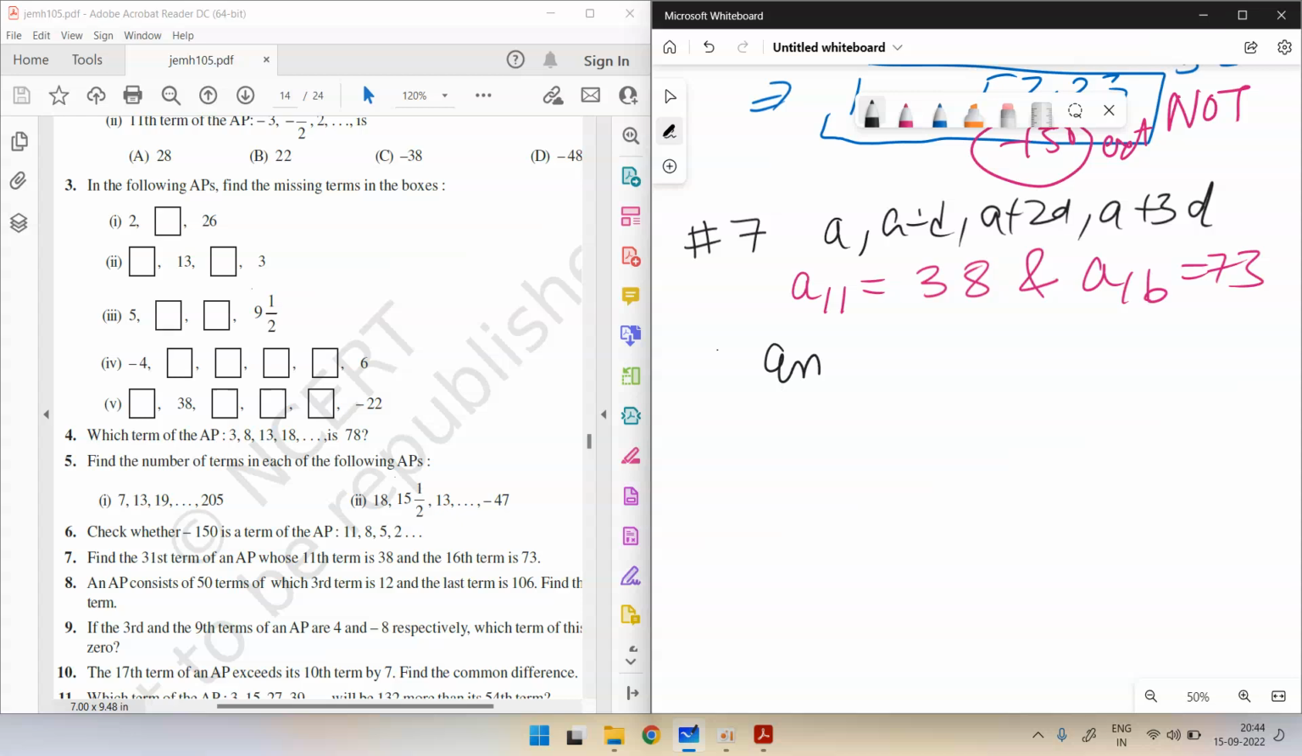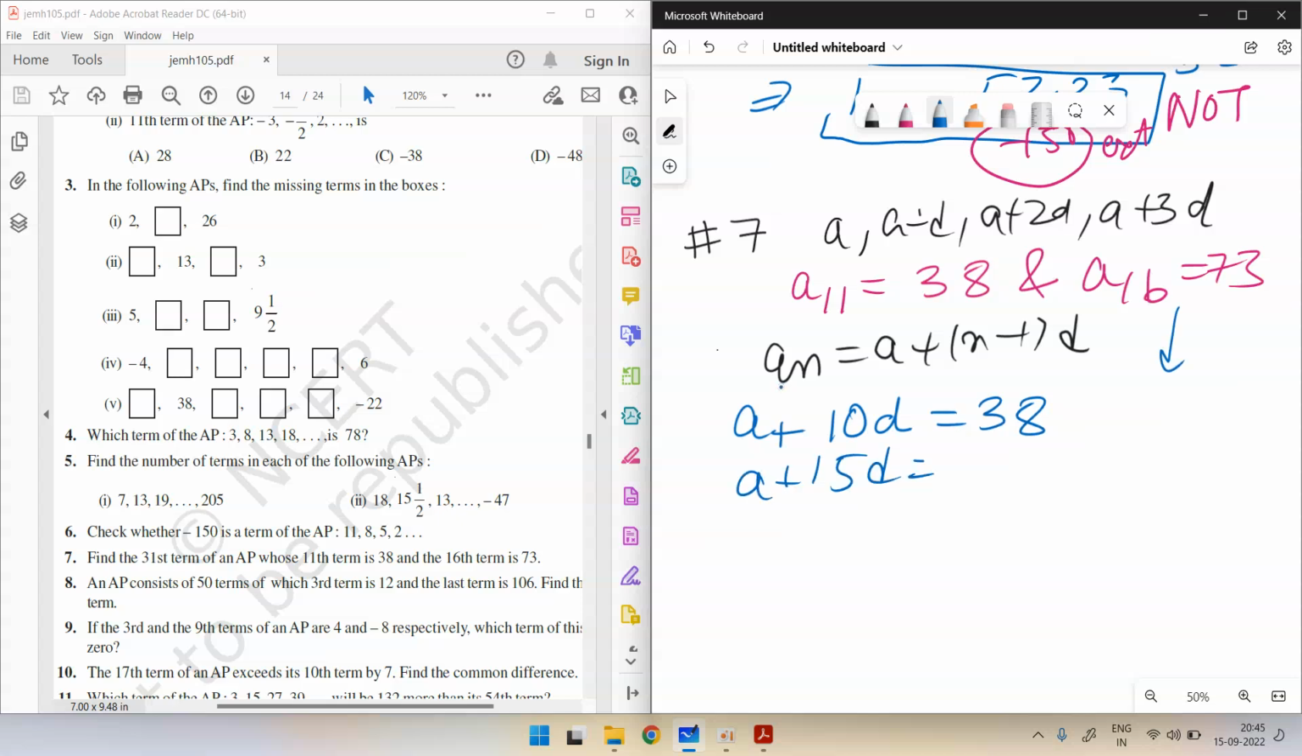That is a_n equals a plus (n minus 1)d. I am directly writing this, so I am using this formula. There is a plus 10d, since 11 minus 1 is 10, so a plus 10d is equal to 38. And from here, this is my 16th term, so this is a plus 15d equal to 73.